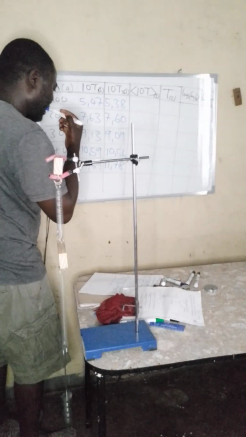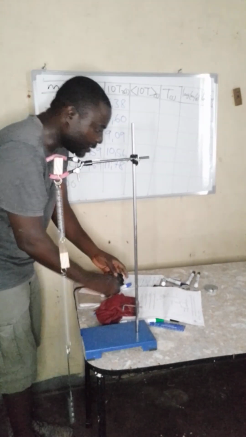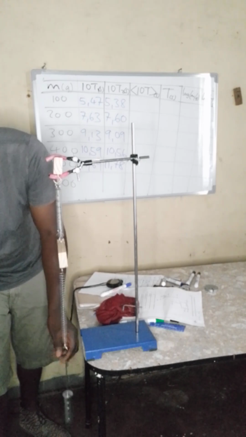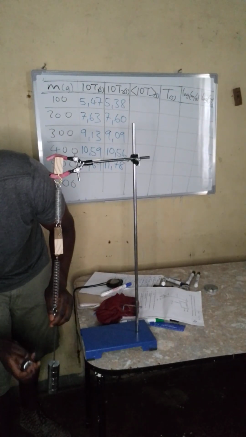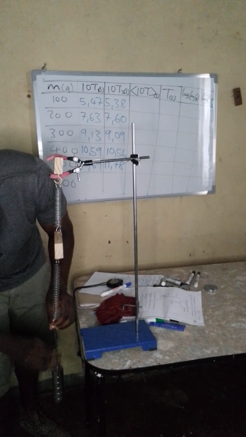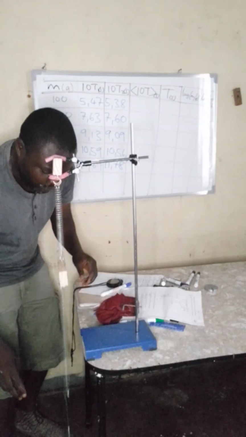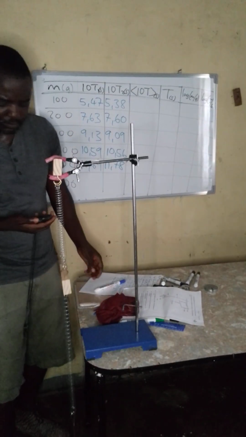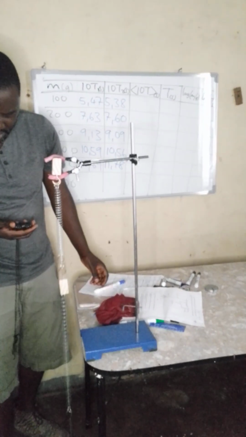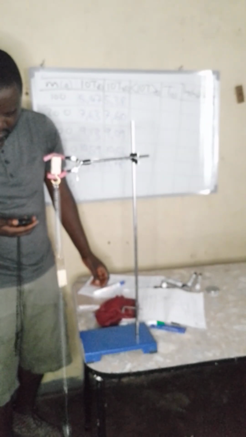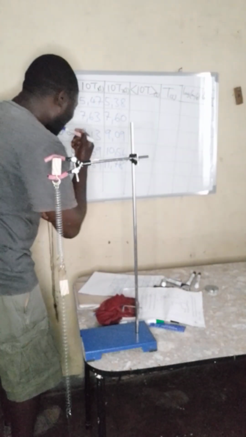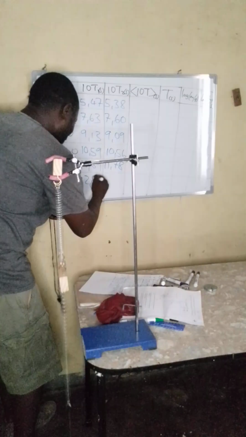Right. Lastly, we should do for 600. So I'm now doing for 600. 0, 1, 2, 3, 4, 5, 6, 7, 8, 9, 10. 12.88.